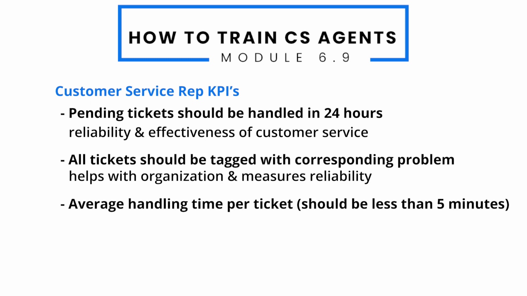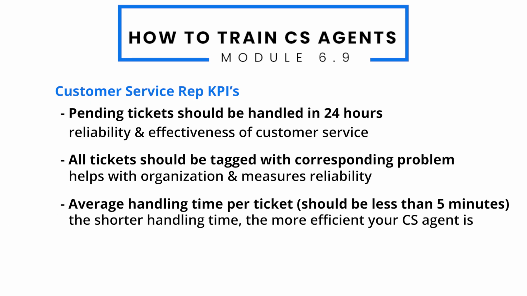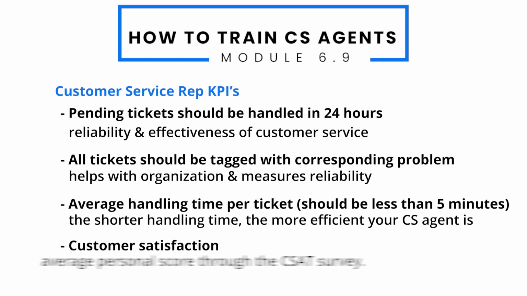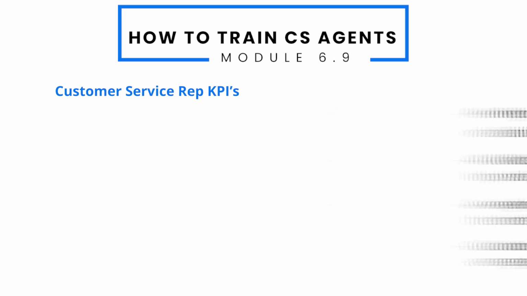This metric is used to measure the total time it takes for an agent to handle a customer and their issue. The shorter the average handling time, the more efficient your agent is. Customer satisfaction. This measures the average personal score through the CSAT survey. Feedback needs to be similar per agent, since scores can really depend on niche, but can be used to highlight who is doing well or not compared to the other top agents.